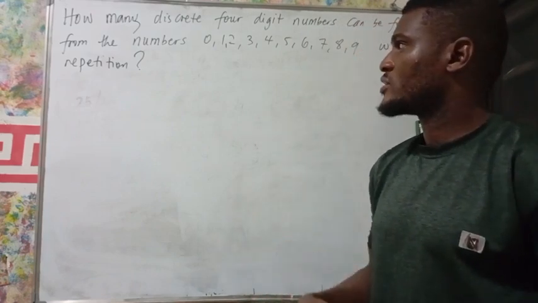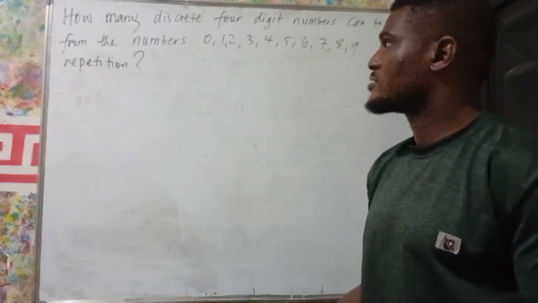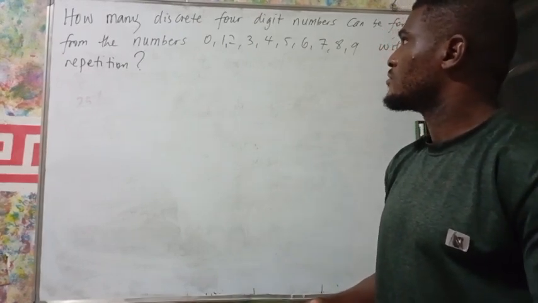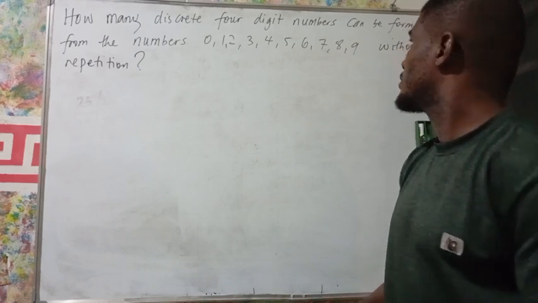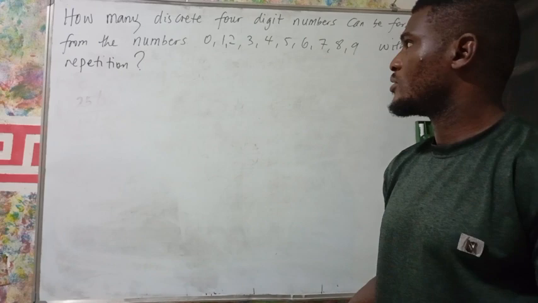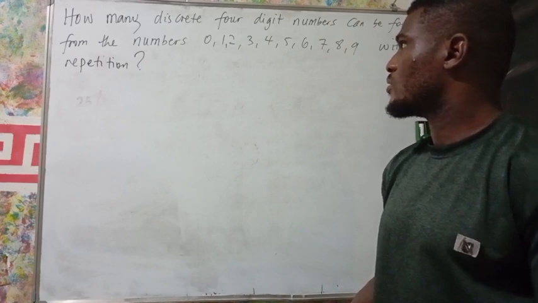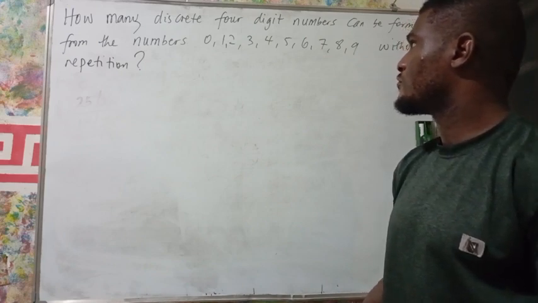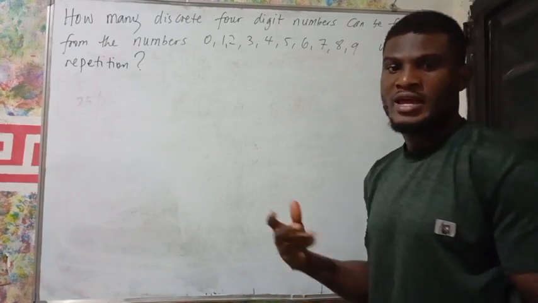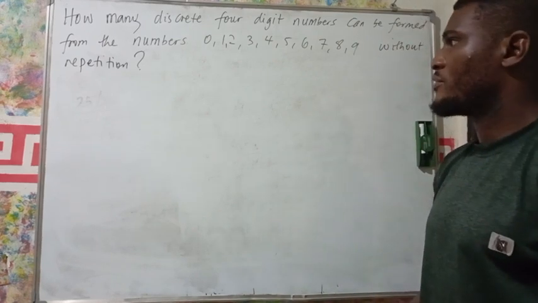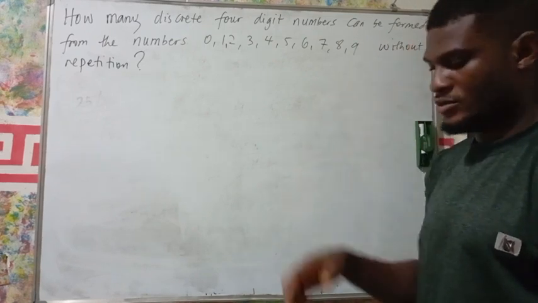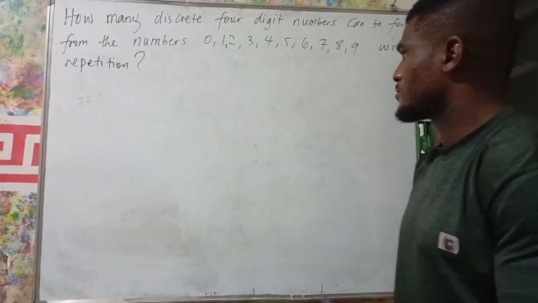We have another interesting question here, and what we have here says: how many discrete four-digit numbers can be formed from the numbers 0, 1, 2, 3, 4, 5, 6, 7, 8, and 9 without repetition. Alright, so how do we go about this?